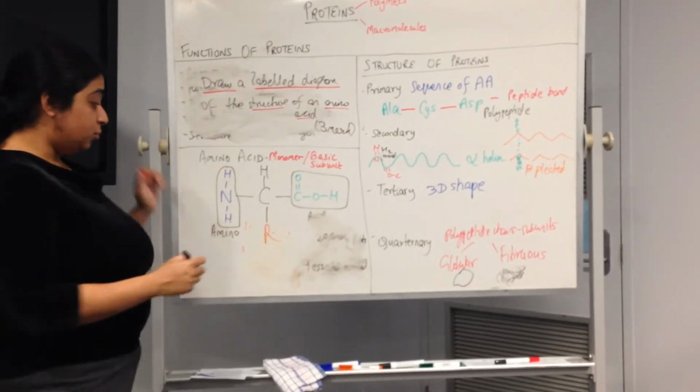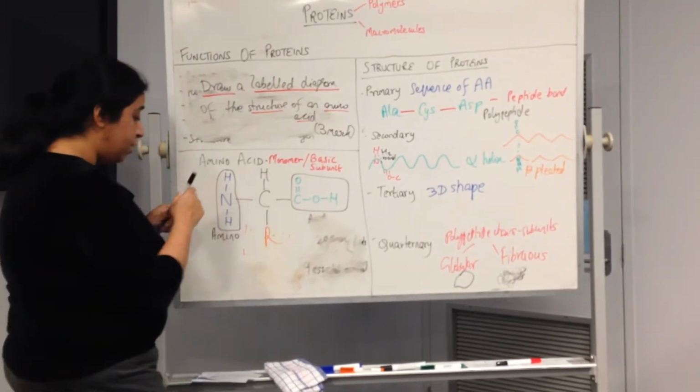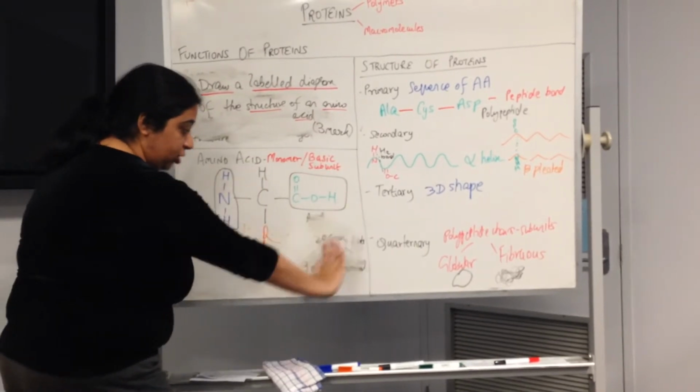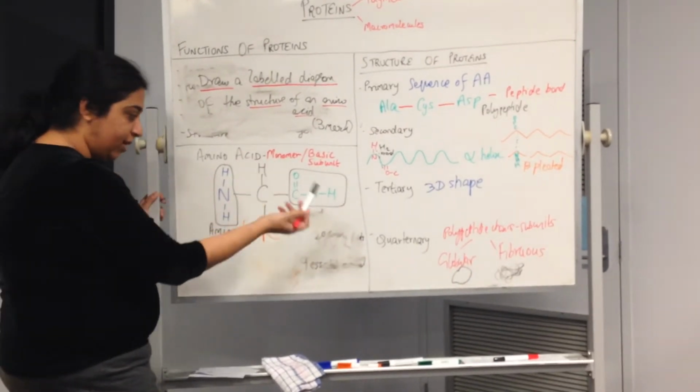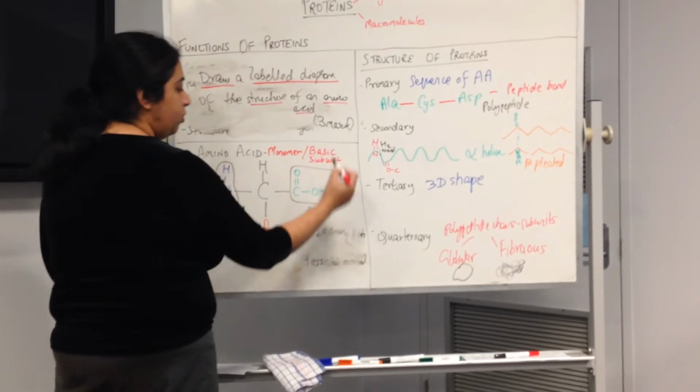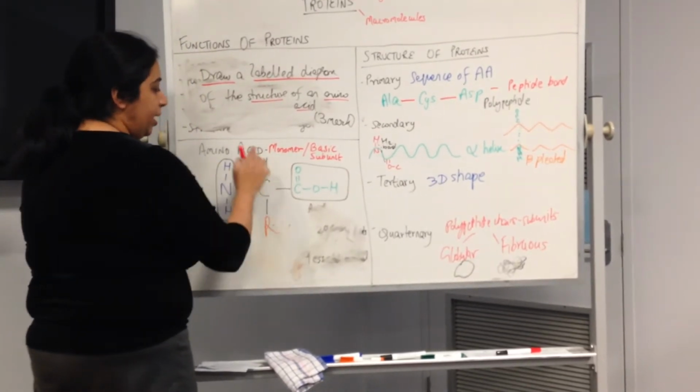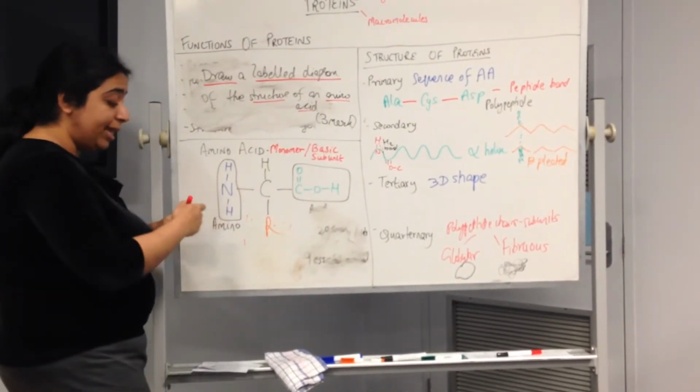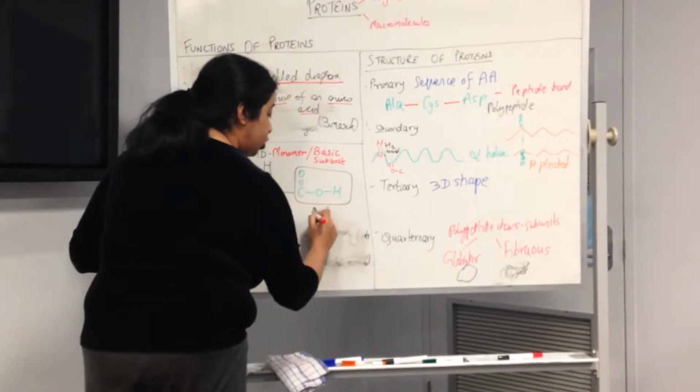And this is all you have to do. You show your amino, you draw a structure that looks like this. You've got your central carbon, your alpha carbon, you've got your amino bit, you've got your acid bit, you show your R and you show your H. But it's very important that you label which is which.